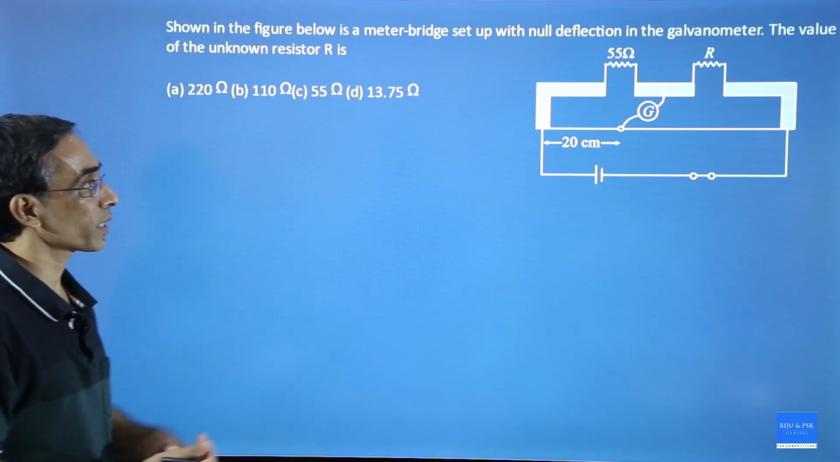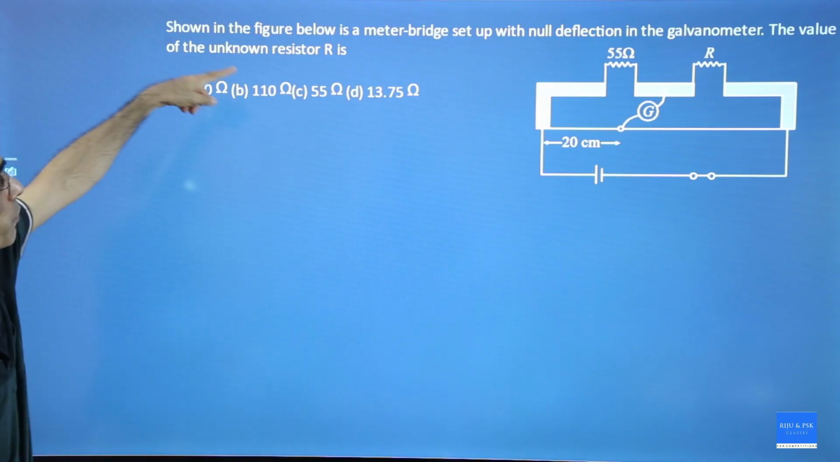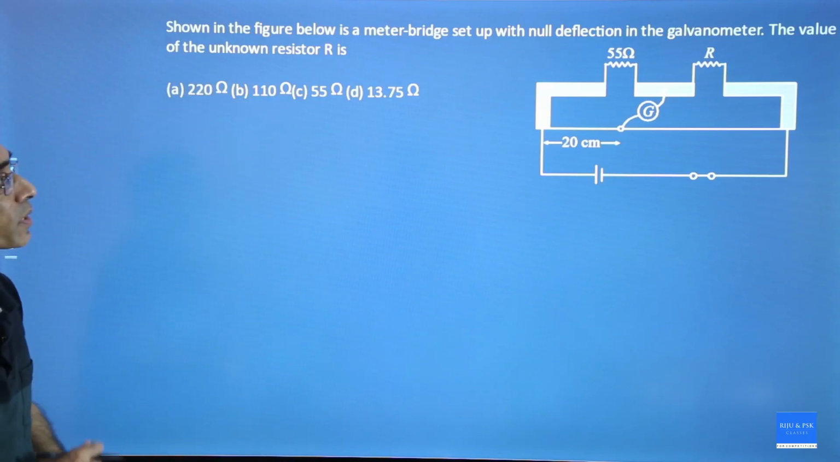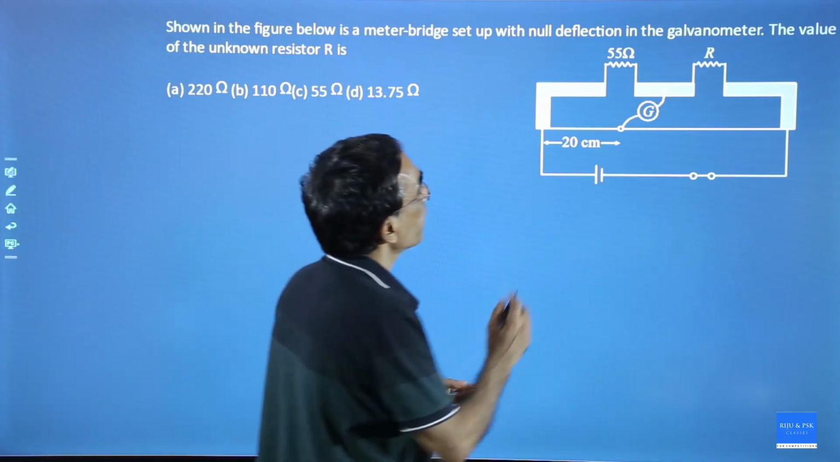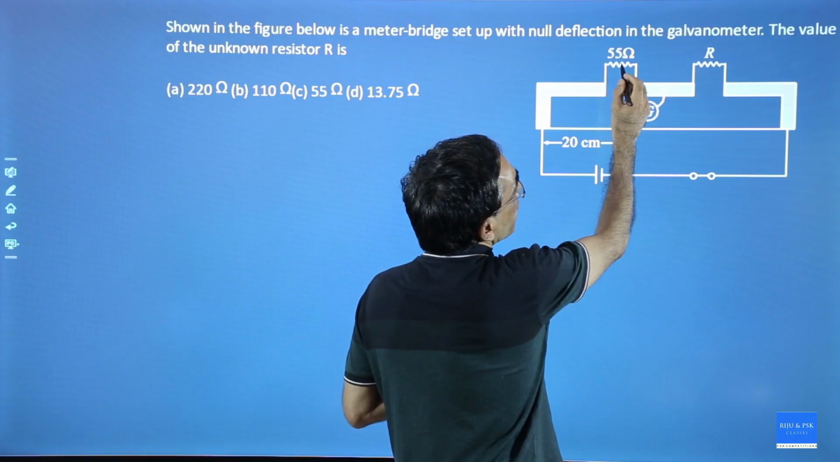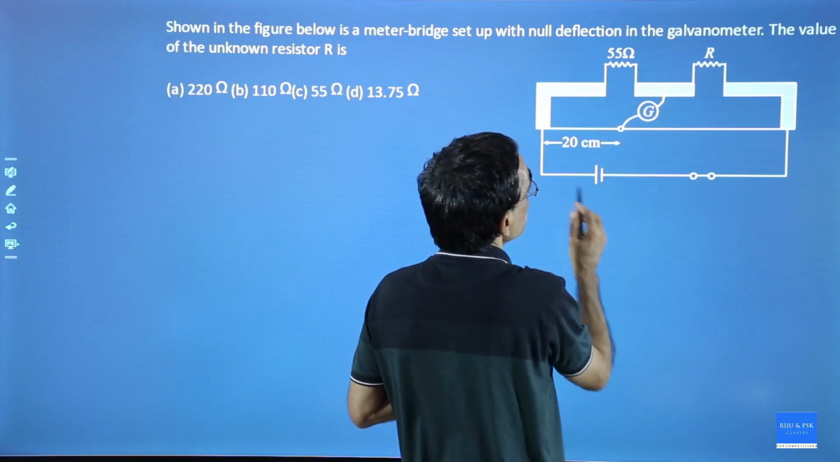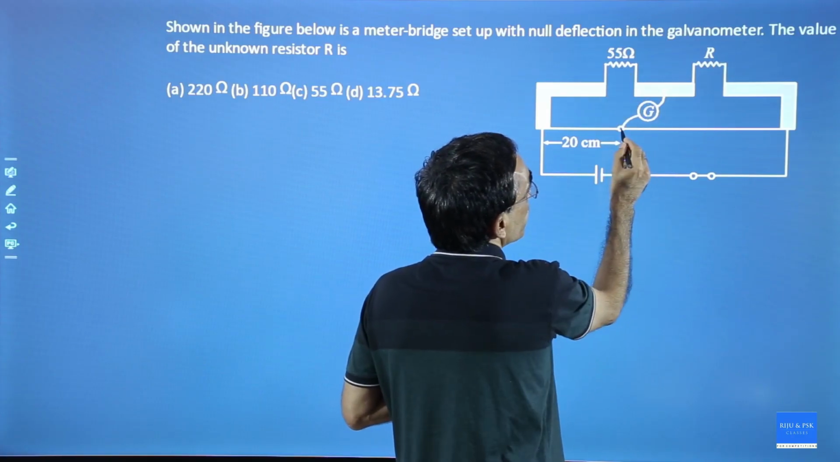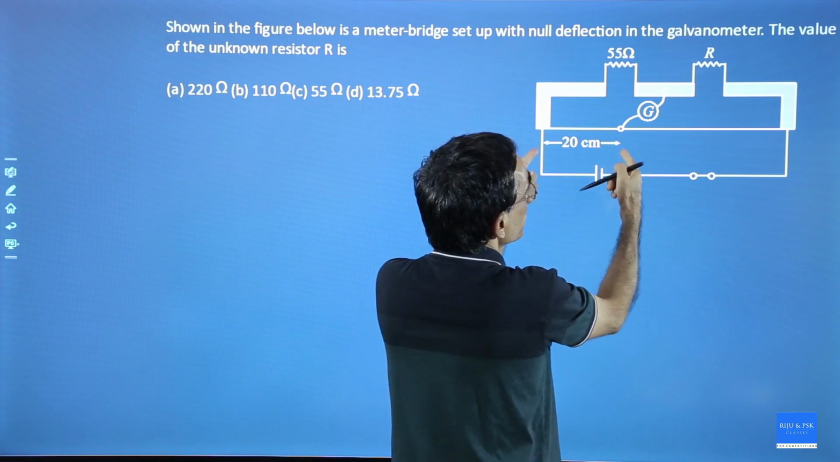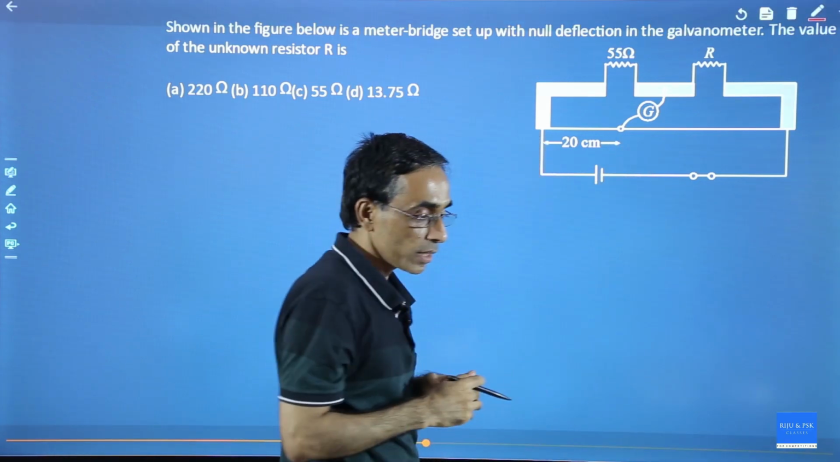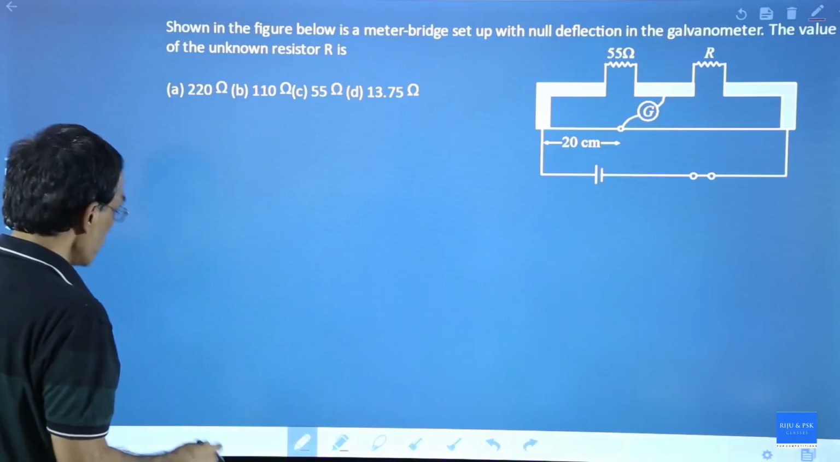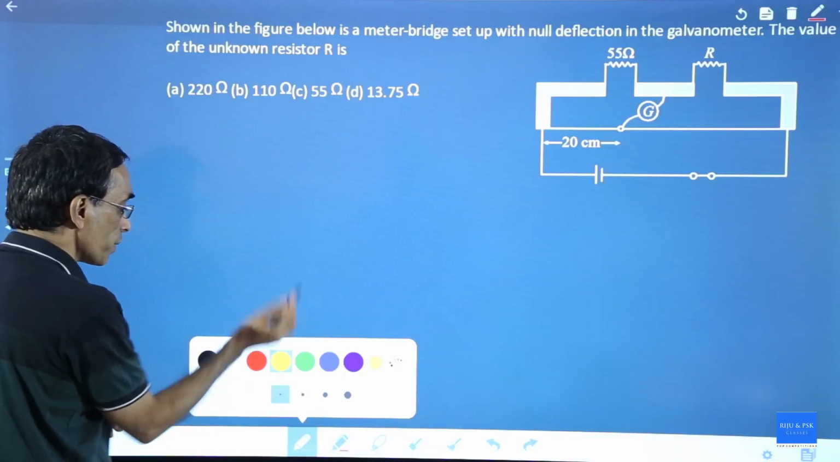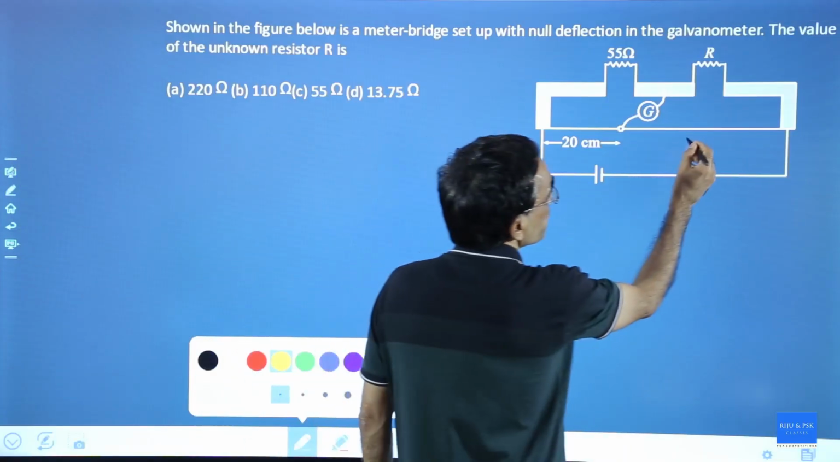Now, let us do one numerical. Shown in the figure below is a meter bridge setup with a null deflection in the galvanometer. The value of the unknown resistance is? See this. This is the standard resistance, this is the unknown resistance, and the galvanometer balances here at 20 centimeter. Normally a meter bridge has a 100 centimeter wire. So, if one side is 20 centimeter, what is the other side? This should be 80 centimeter.